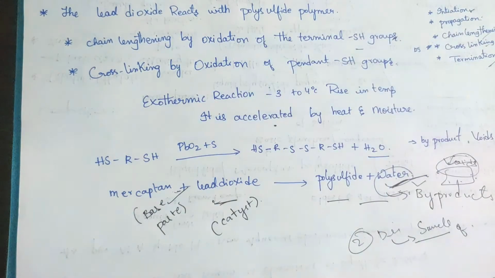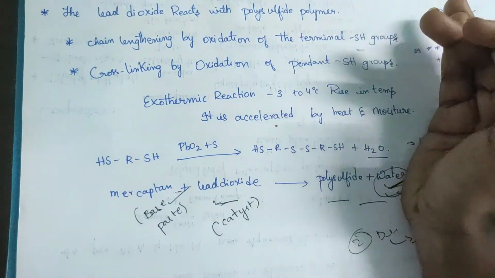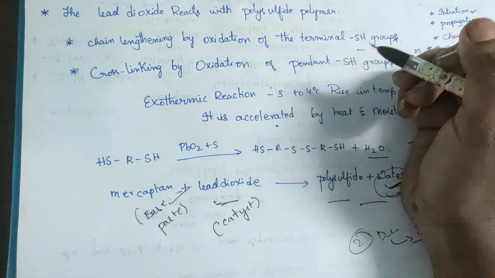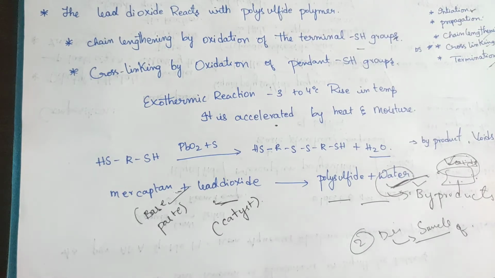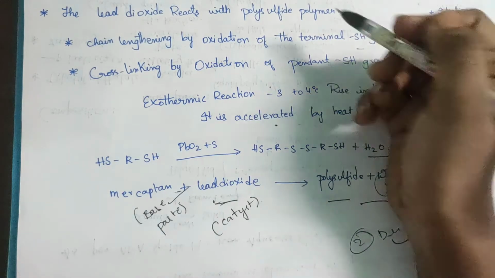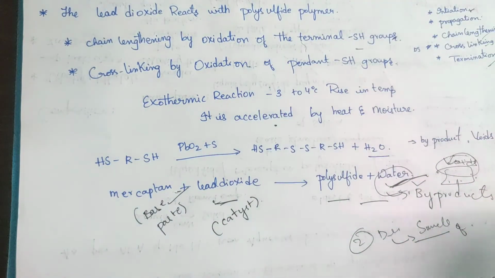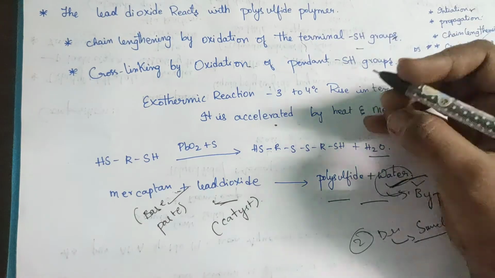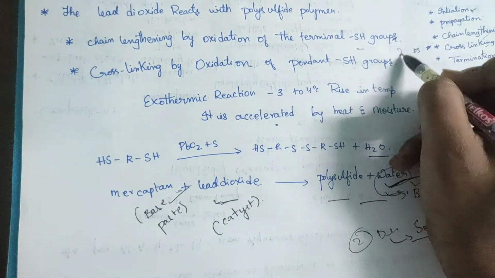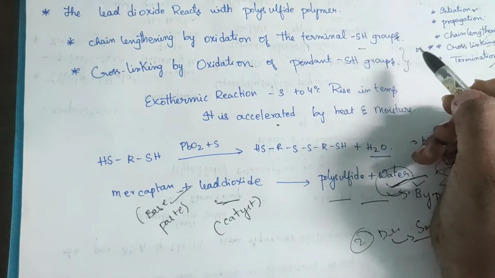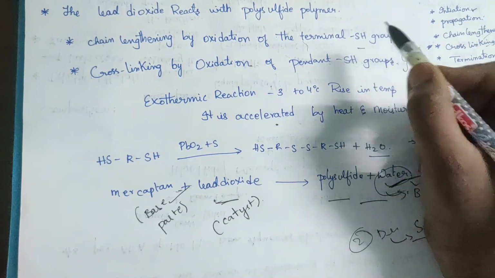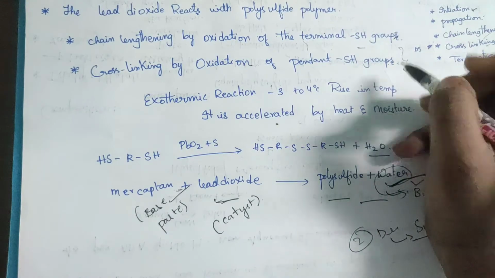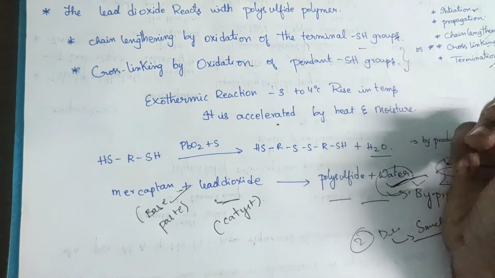And cross linking. Cross linking is also an important step because it forms a mesh-like structure. Because of the cross linking, the base paste and catalyst paste both mix up in this step. They form a mesh, means they integrate with each other and form a thicker paste as one, right? So cross linking is a very important step. You should write both of these points in your exams, guys, when they ask the setting reaction of polysulfide. There is chain lengthening and cross linking. Both involve oxidation of terminal SH groups and pendant SH groups. I think you understand it.